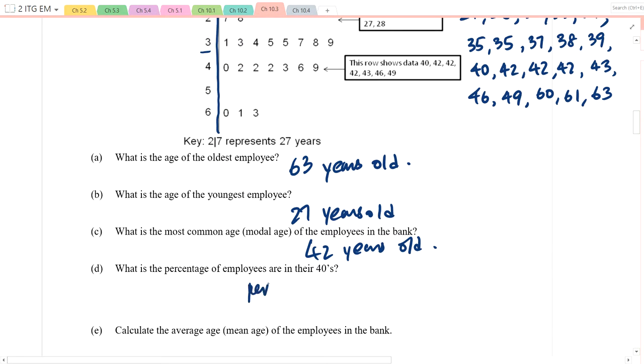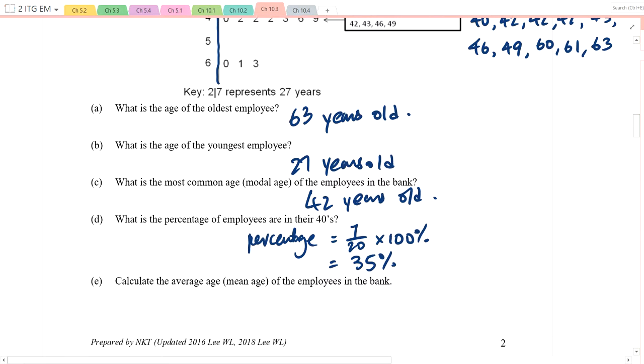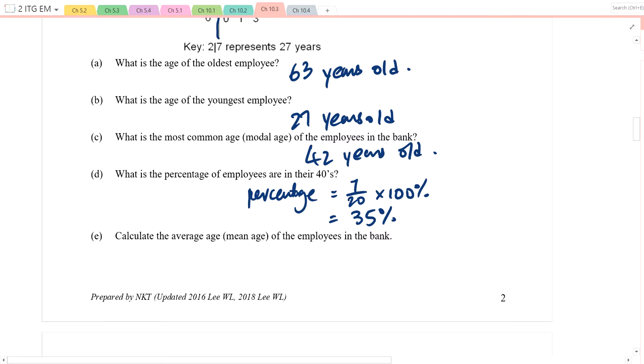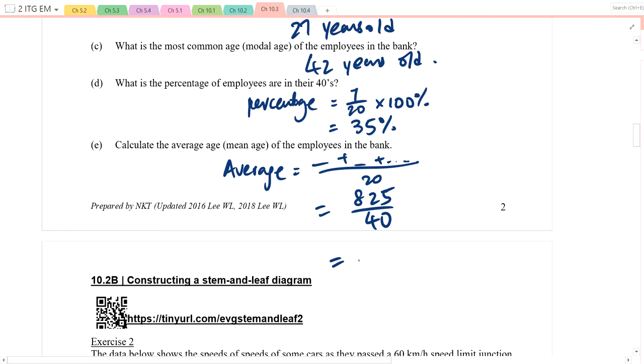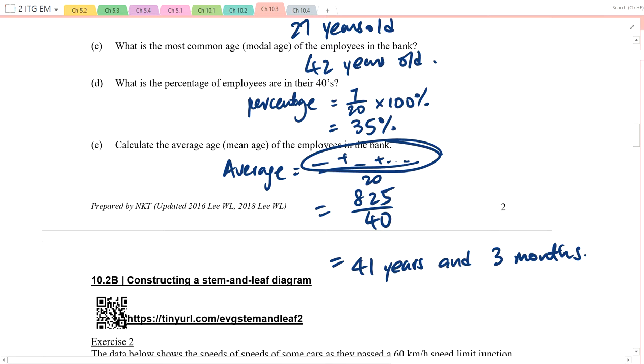So percentage is 7 over 20 times 100% to get 35%. Okay, now average age. This one you need some time, right? Average equals, you add everything up, divided by 20 people, we get a total of 825 over 40, which is 41 years and 3 months. Don't need to fill this up because I'm sure you know how to calculate average.